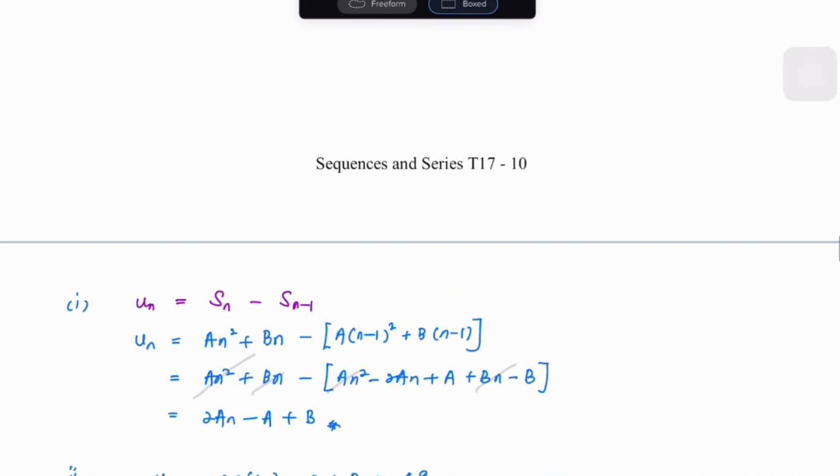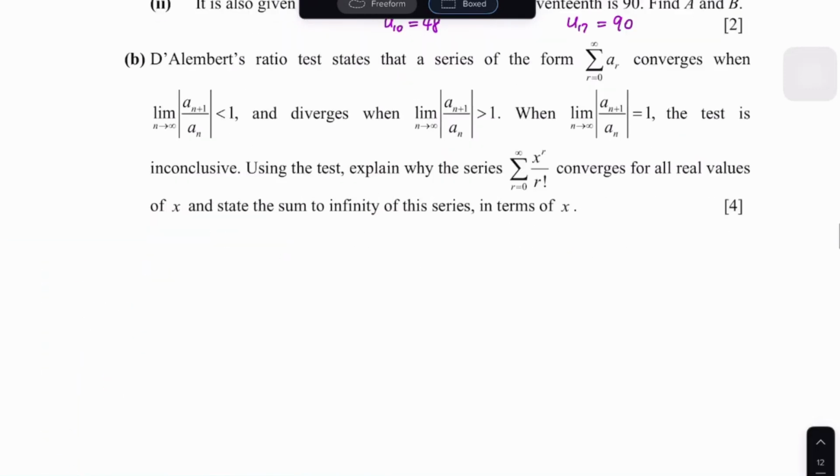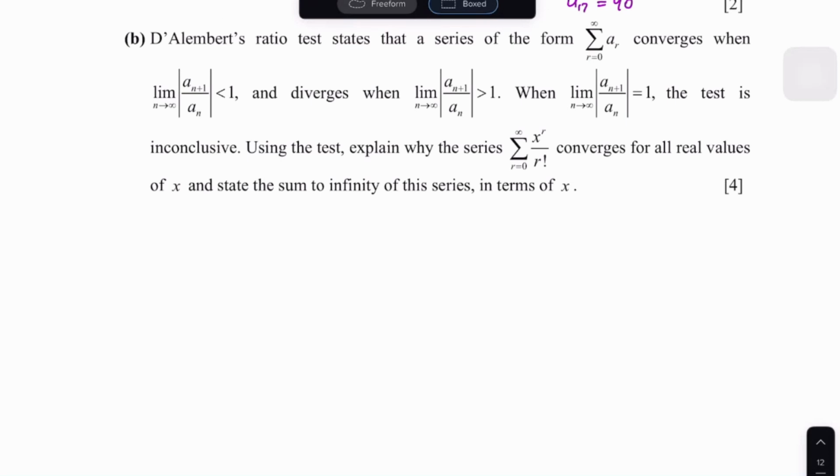Part B. Part B is the headache now, but the headache is not that bad. Let's see. So we have this Lambert ratio test. I also don't know how to pronounce that. Lambert ratio test states that a series of, they give this and that. Using the test, explain why this series converges with x.